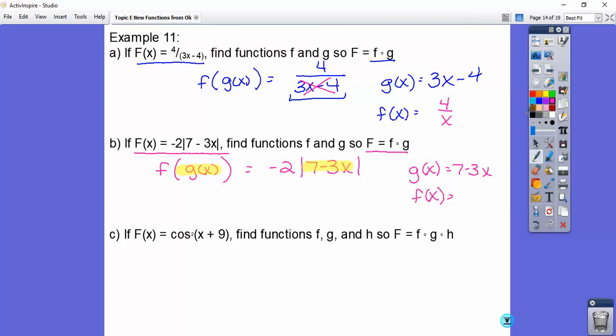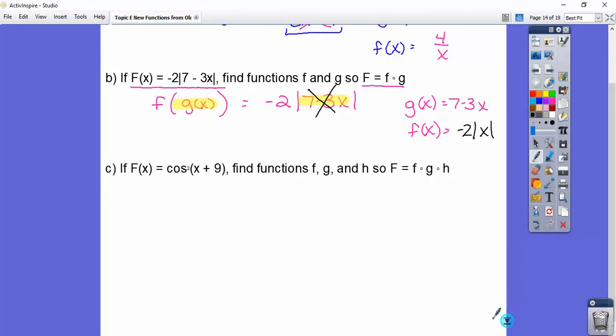F of x, if you took that all out and just replaced it with an x, you would have -2 absolute value of x. And C.